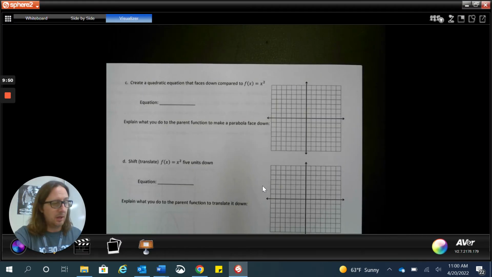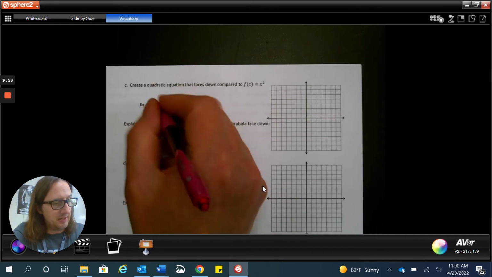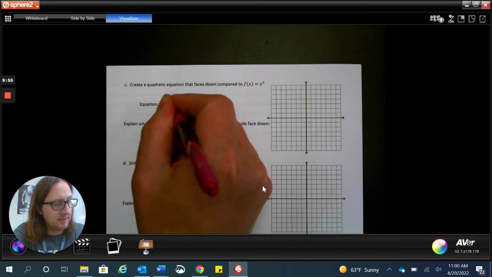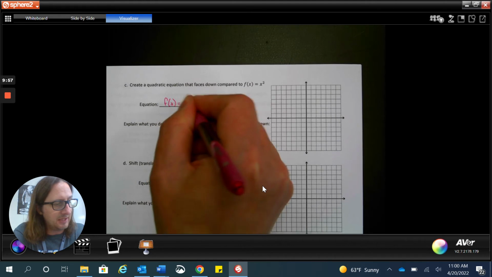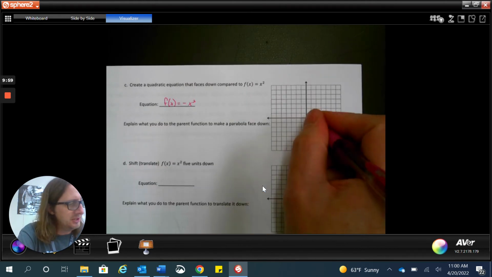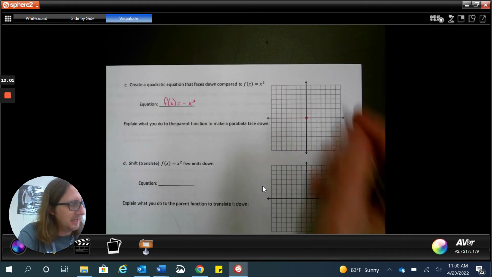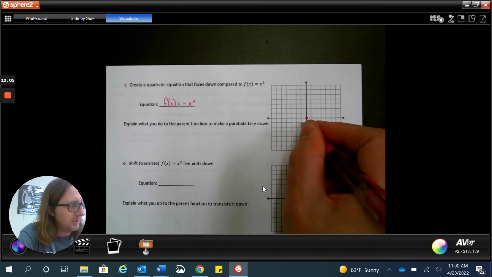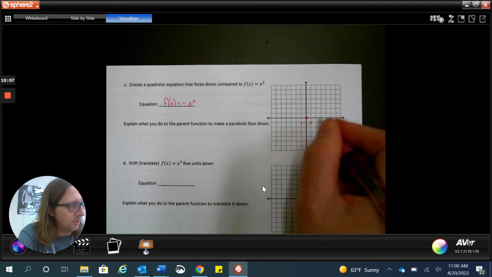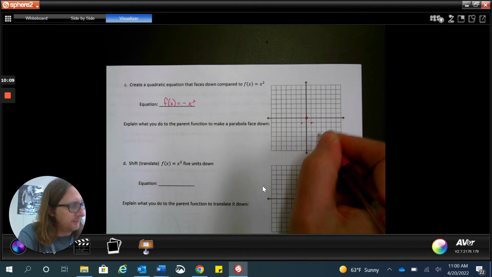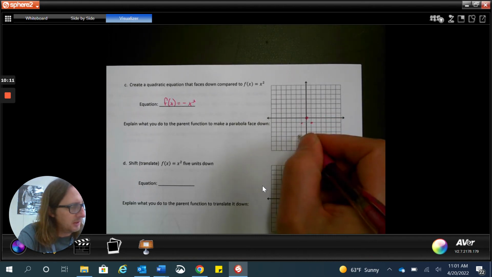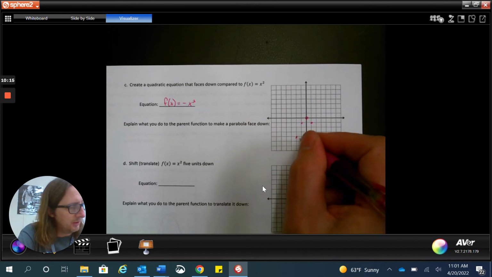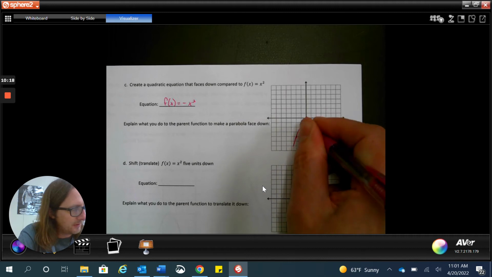All right, so we decided on the equation f of x equals negative x squared. Didn't change the vertex. And now when we go over 1, instead of going up 1, we go down 1. When we go over 2, instead of going up 4, we go down 1, 2, 3, 4. And there is our new parabola, and this one now is facing down.